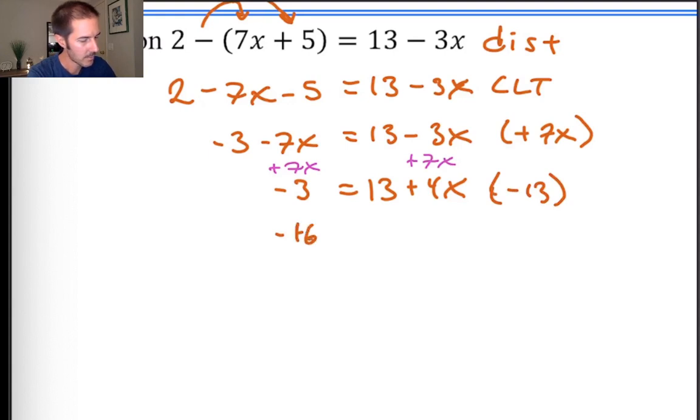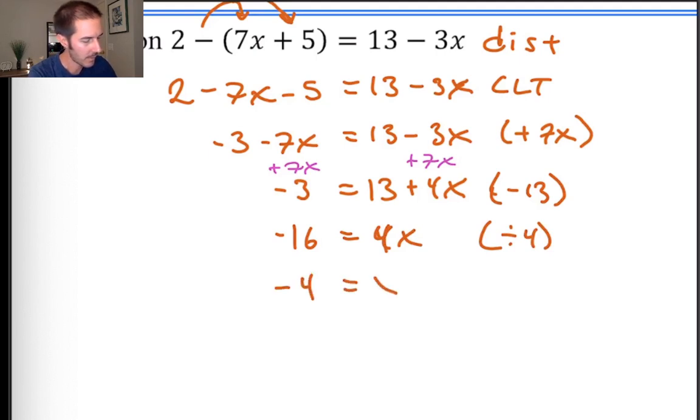on the left. Sorry, my pen is acting up as usual. Negative 16 on the left. Those positive 4x's are still there on the right-hand side. And then in order to finally isolate the x value, I'll divide both sides by 4.